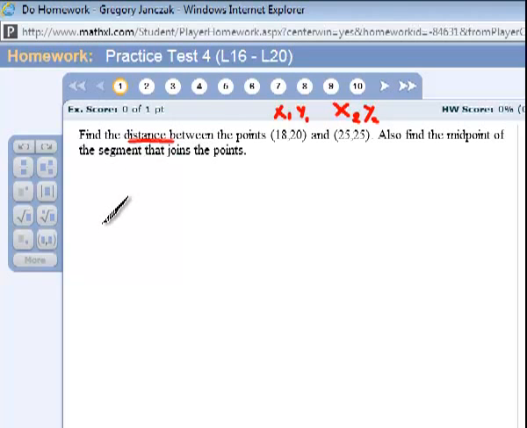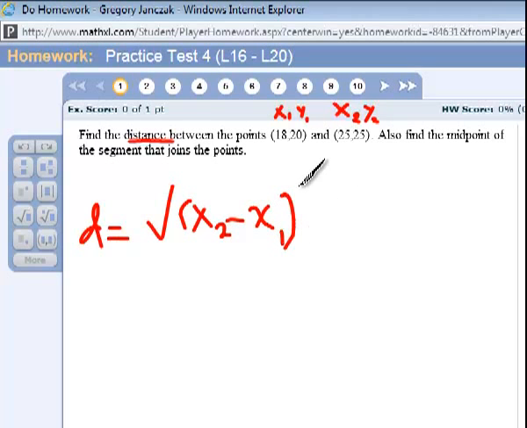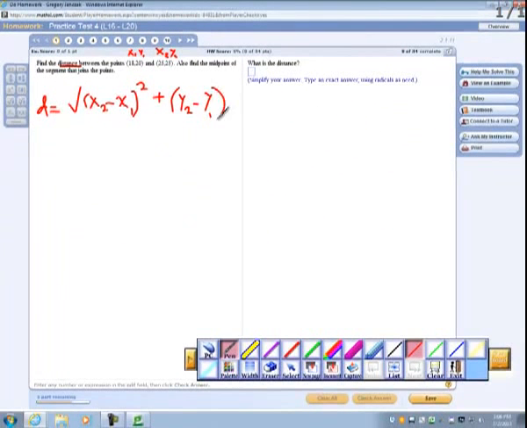D equals the square root of x2 minus x1, close parentheses, squared, plus, parentheses, y2 minus y1, parentheses squared. Now keep in mind these are not squares, this is a subscript.